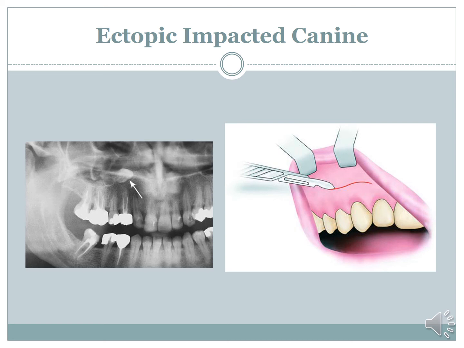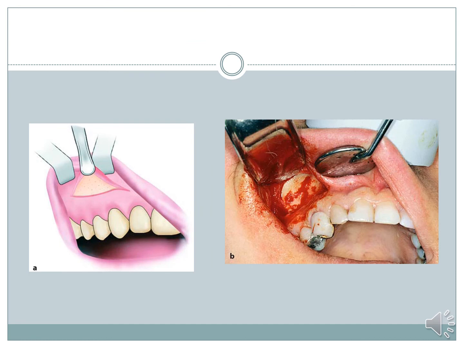The next is going to be an ectopic impacted canine. You can see on the radiograph the canine is placed horizontally over the apex of the first molar and second premolar. You can see an incision being placed on the vestibule. Flap, mucoperiosteal flap raised.